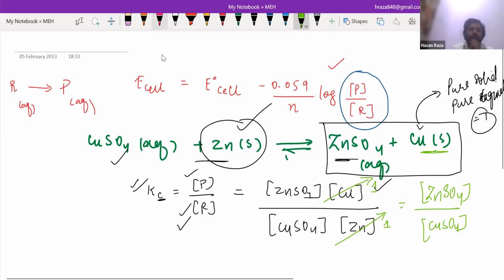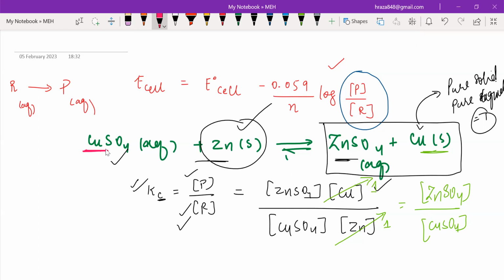What I told you is basically that n is the number of electrons transferred. That means there will be some loss or gain of electrons. The number of electrons lost will be gained by someone else. Now see, can you calculate the oxidation state of this part, Cu, oxidation state?